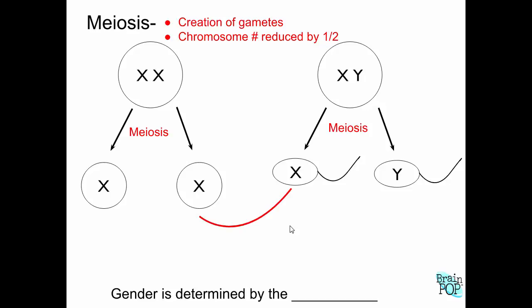So if this sperm cell fertilizes this egg cell, what will the offspring be? Carter? Female. It will be female, with an X and an X chromosome. Or if this female egg cell gets fertilized by this sperm cell, Brian? Female. That also results in a female.